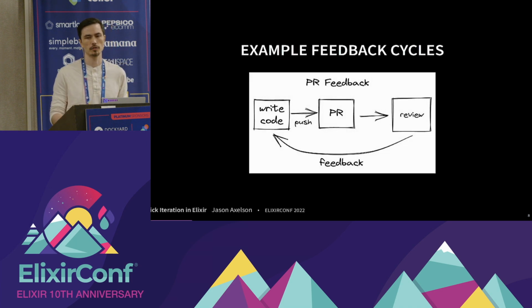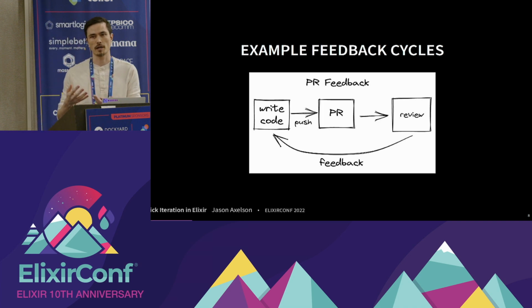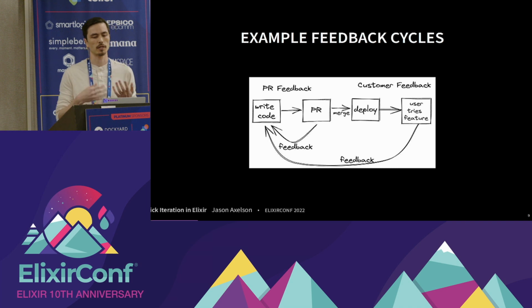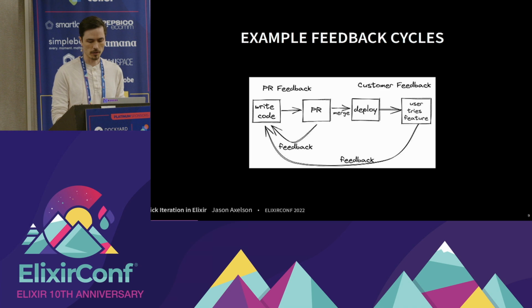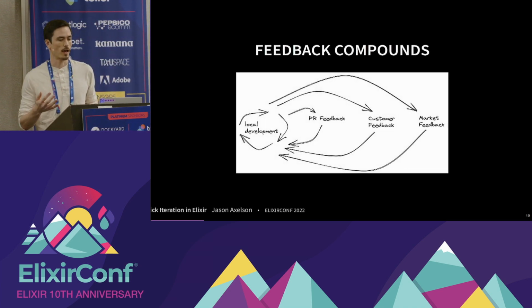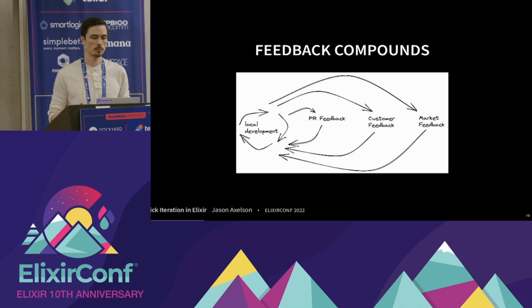And this expands into other larger loops. After you write the code, maybe you create a pull request on GitHub, somebody reviews it, gives you feedback, and you create a new version of the code that's hopefully better, and you push it up for more review again. And eventually that code then gets deployed to production, where now you're getting feedback from a user, and you're using that feedback to improve your code even more. And if you zoom out even further, then you're actually basically getting feedback from the market. The point is that all of these feedback cycles compound. So if you're improving the speed of your local development, then you're also improving the speed of PR feedback, and then customer feedback, and your market feedback.